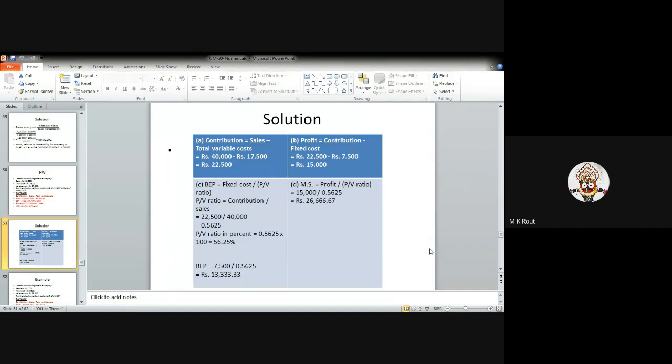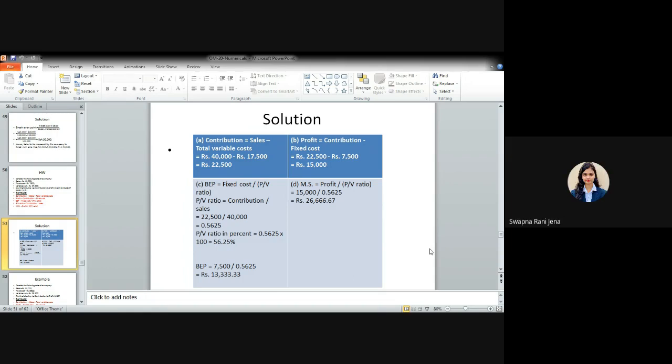So here the break-even point equals how much? That is 13,333. Is it clear? Yes, sir. Then we directly switch to calculate your margin of safety. The formula is profit divided by PV ratio, that equals rupees 26,666.67. Is it clear? Is the concept of break-even analysis clear to all?